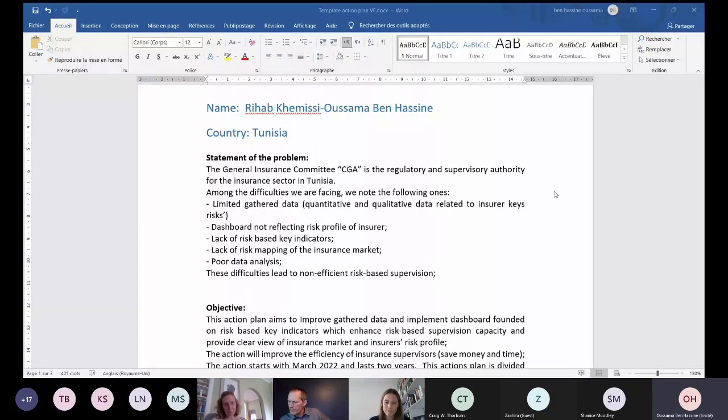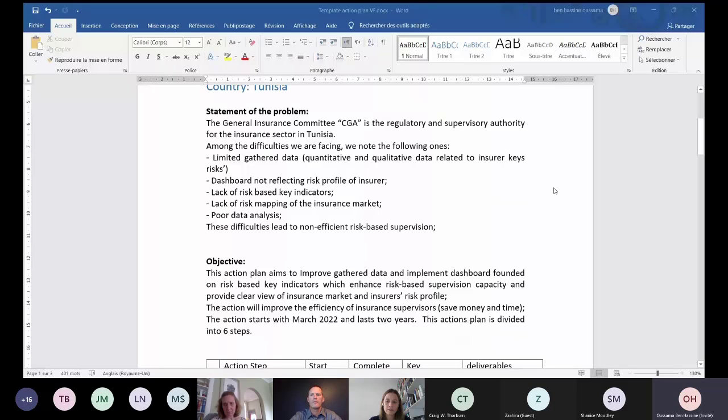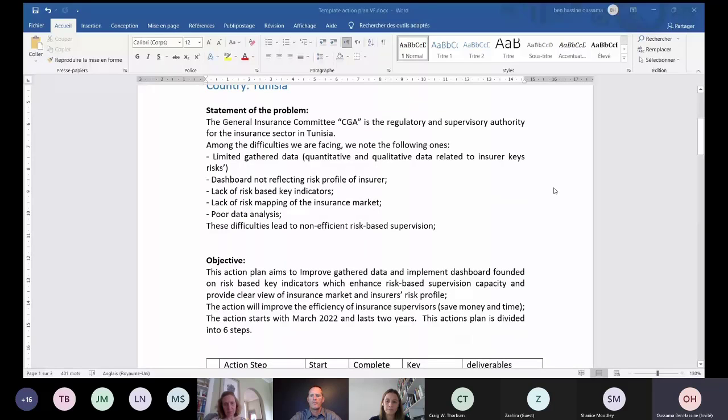Okay, so the General Insurance Committee is the regulatory and supervisory authority for the Tunisian sector. Among the difficulties we are facing, we note the following ones: limited gathered data, quantitative and qualitative data related to insurance risks, dashboard not reflecting the risk profile of insurers, lack of risk-based key indicators, lack of risk mapping of the insurance market, poor data analysis. So these difficulties lead to non-efficient risk-based supervision.